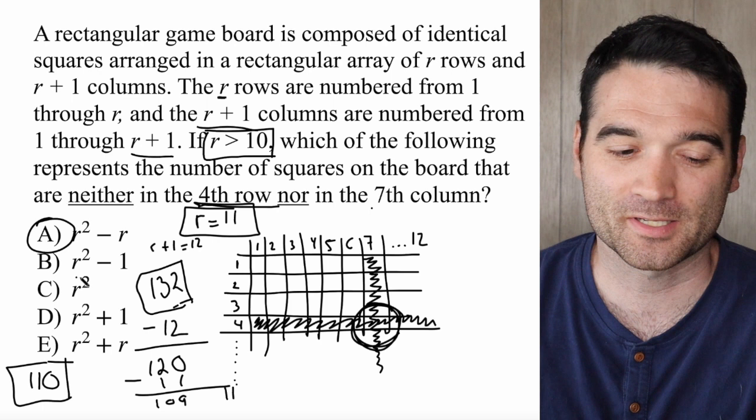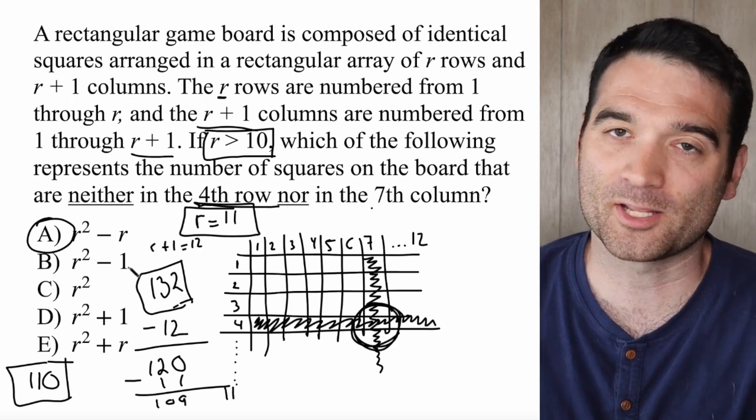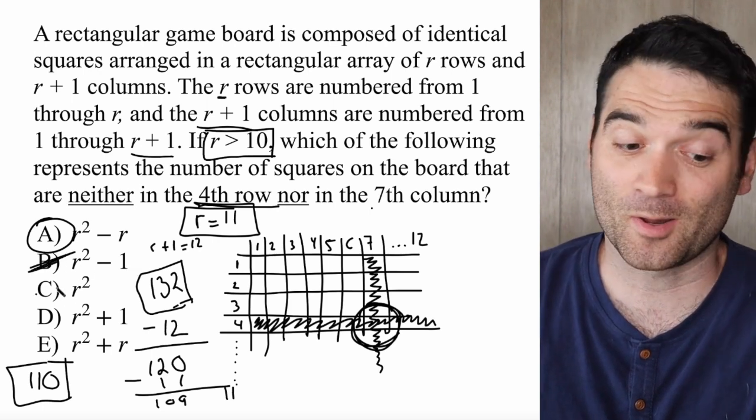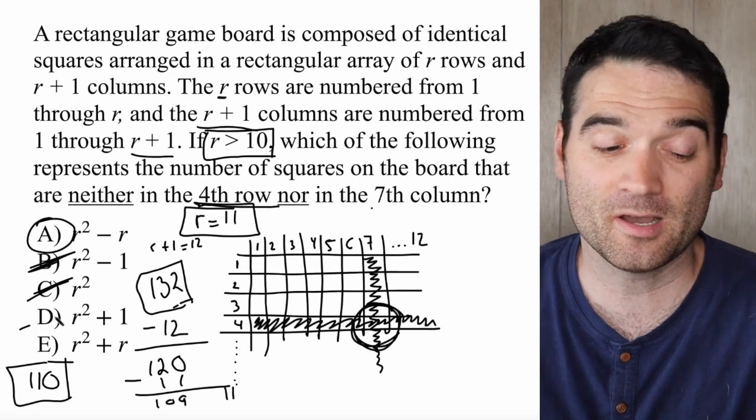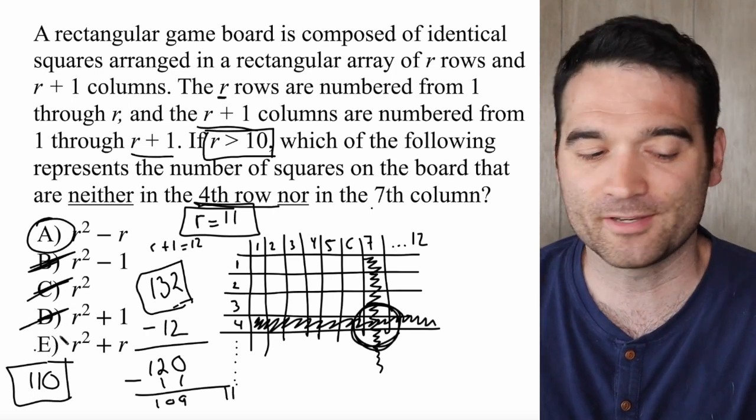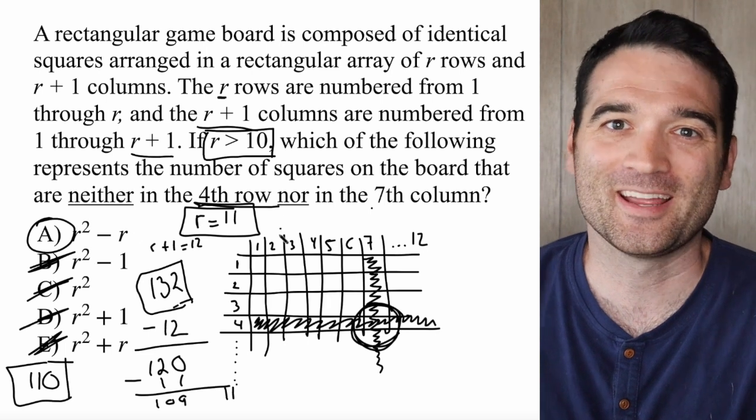Let's double check the other ones. R squared is 121 minus 1, 120, no. R squared is 121, no. R squared 121 plus 1, no. R squared plus 11, no. So the correct answer here is A.